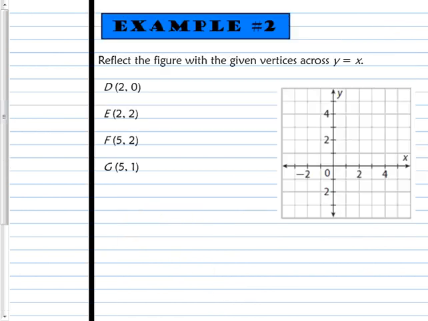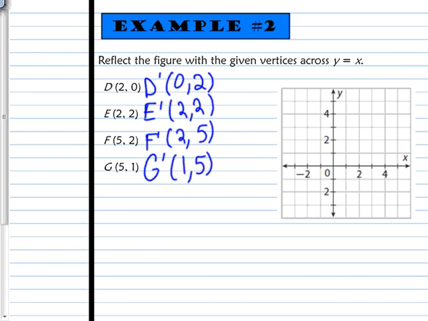Okay, so go ahead and please rewrite D prime, E prime, F prime, and G prime. Go ahead and write your notes, and write your points for those coordinates, please. Hopefully you wrote these coordinates down: 0, 2, 2, 2, 2, 5, and 1, 5. If you didn't, make those corrections. Then draw the original figure, and reflect it with the new figure. I'm going to pause the video and try that, please.